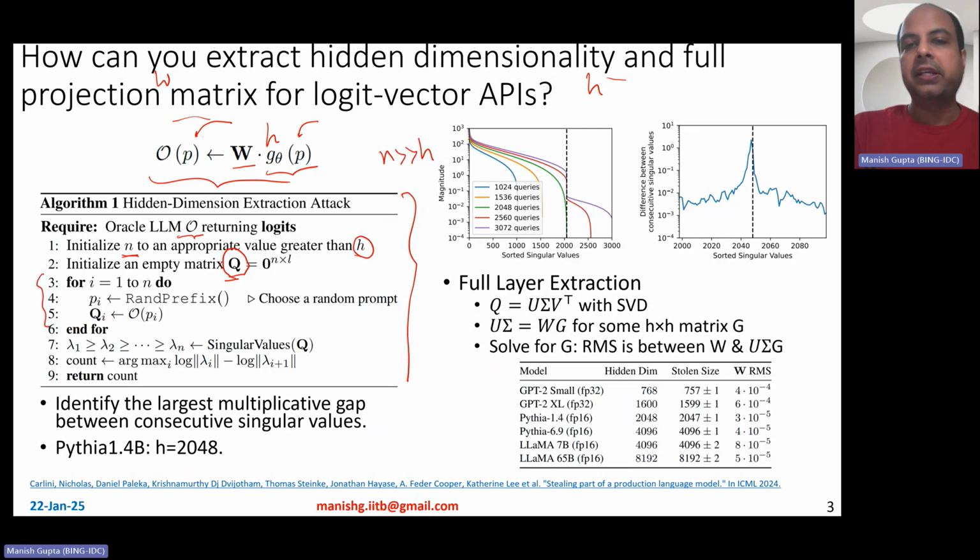For each of those queries 1 to n, you take that prefix or the query and fire it to the LLM so as to get the logit vector Qi. Overall, that gives you n rows in this matrix Q. And then what you do is essentially singular value analysis, or the eigenvector analysis, right?